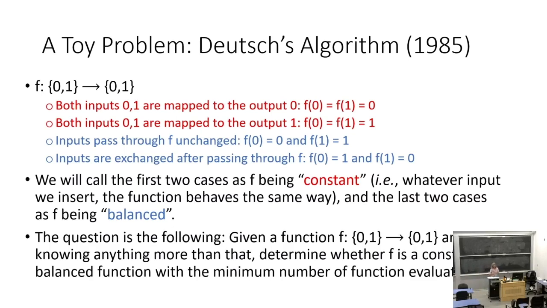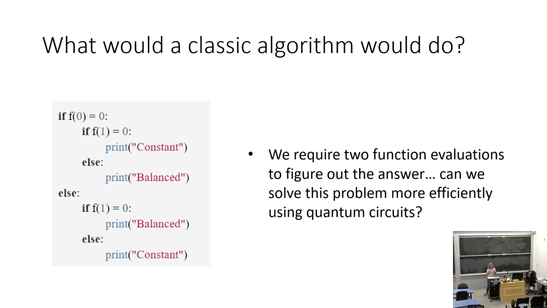The question is, when I have a function like this that maps 2 binary inputs to 2 binary outputs, without knowing anything else about it, we need to determine whether the function is constant or balanced with the minimum number of evaluations of the function. This is a toy problem because if we think about the classical way to solve it, we only have to evaluate the function twice, so it's pretty trivial.